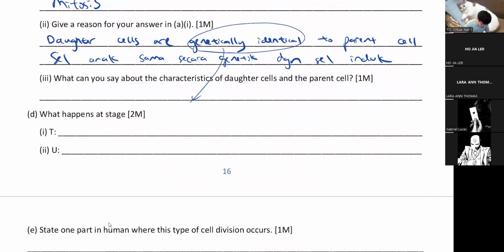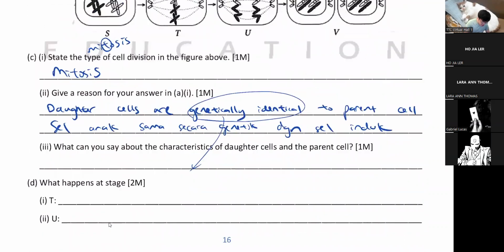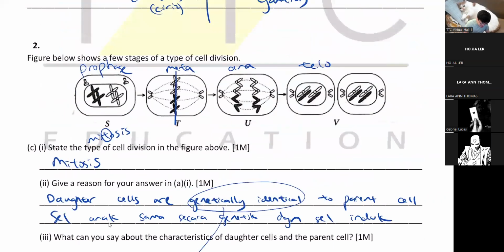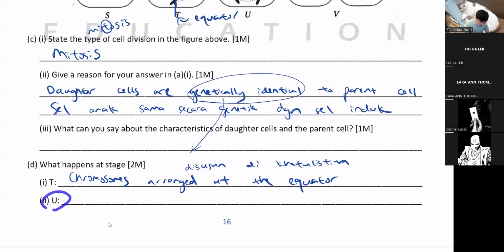What happens at stage T? They don't want the name, they want what happens here. At T, can you see they are arranged nicely? So we can say chromosomes arranged at the equator. Chromosome disusun di khatulistiwa. This line here is the equator. Guys, this is geography. You know what's khatulistiwa, right? That's where Malaysia is at. That's why our country is hot. So this is the equator, and then U is this part.